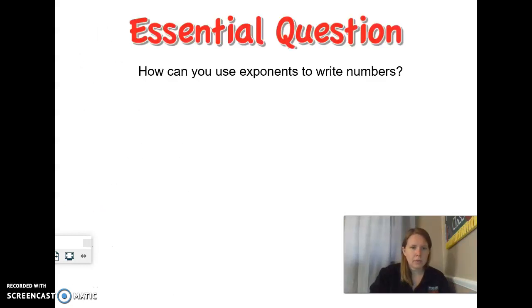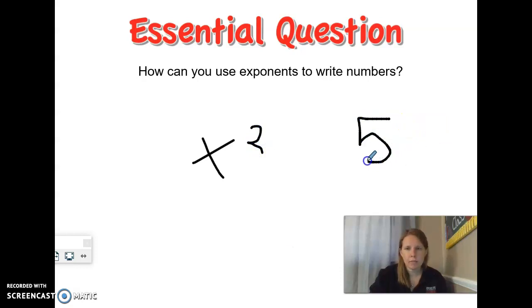Skip our warm-up. All right, so essential question: how can you use exponents to write numbers? Remember, your exponents are going to be the little numbers above the base. Maybe you had an x with a 2, or maybe an actual number this time, 5 to the third. It's those little numbers right next to your bigger number. So how can you use exponents to write expressions? I'm going to use them to simplify my expression.